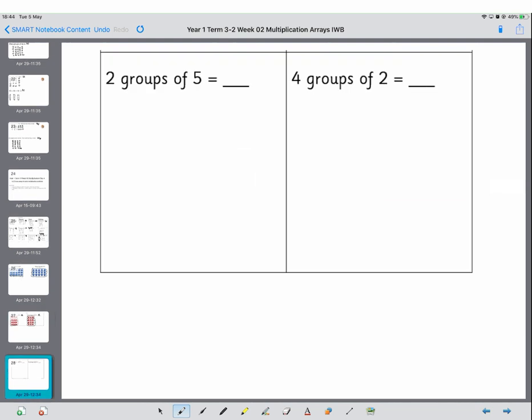Okay, next one, I want you to draw 2 groups of 5 and 4 groups of 2. And as a clue, they don't relate to each other.